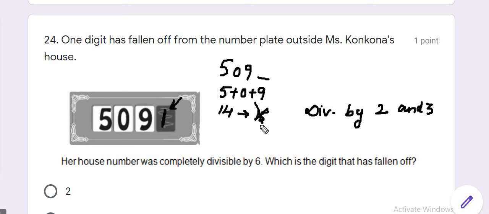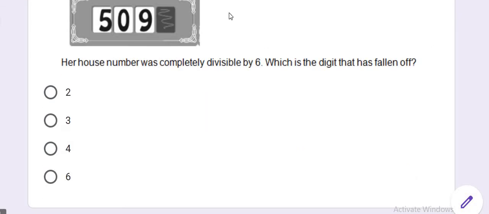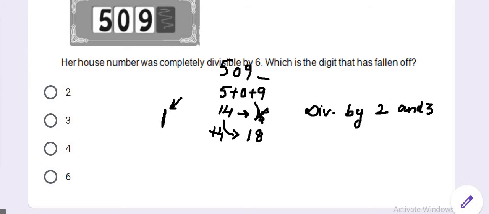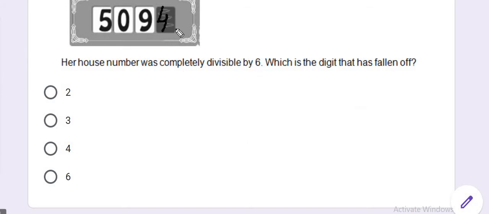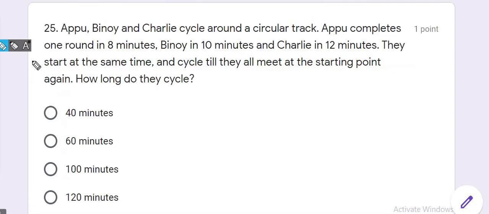So the next is 18. In order to make 14 as 18, we need to add 4. So out of the 4 options, we must have 4 to make it divisible by both 2 and 3. If we put 4 here, the sum of the digits becomes 18, so it is divisible by 3. And as we have 4 on the unit place, it is divisible by 2. As it is divisible by 3 and 2 both, 4 is the correct option. C option is correct.